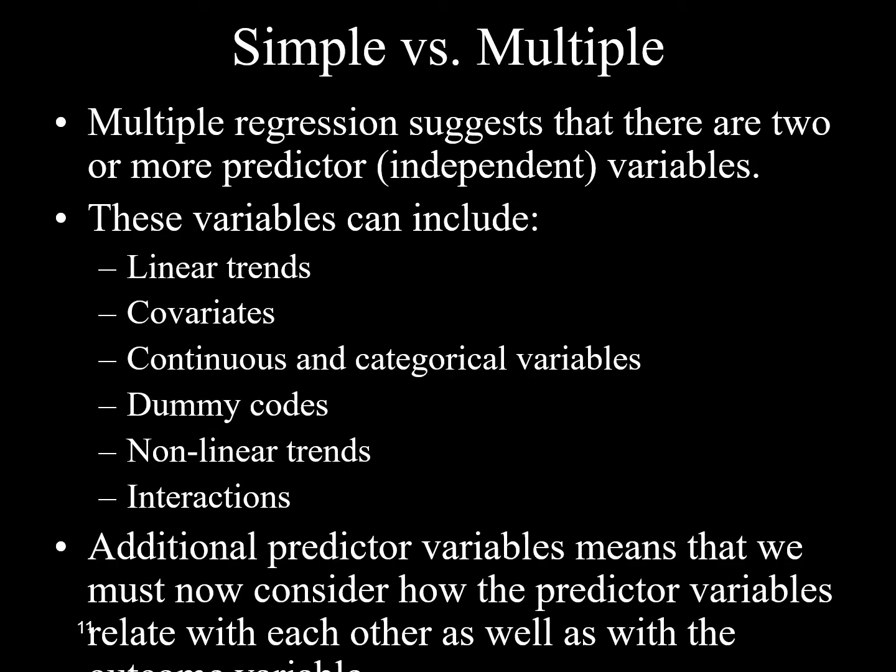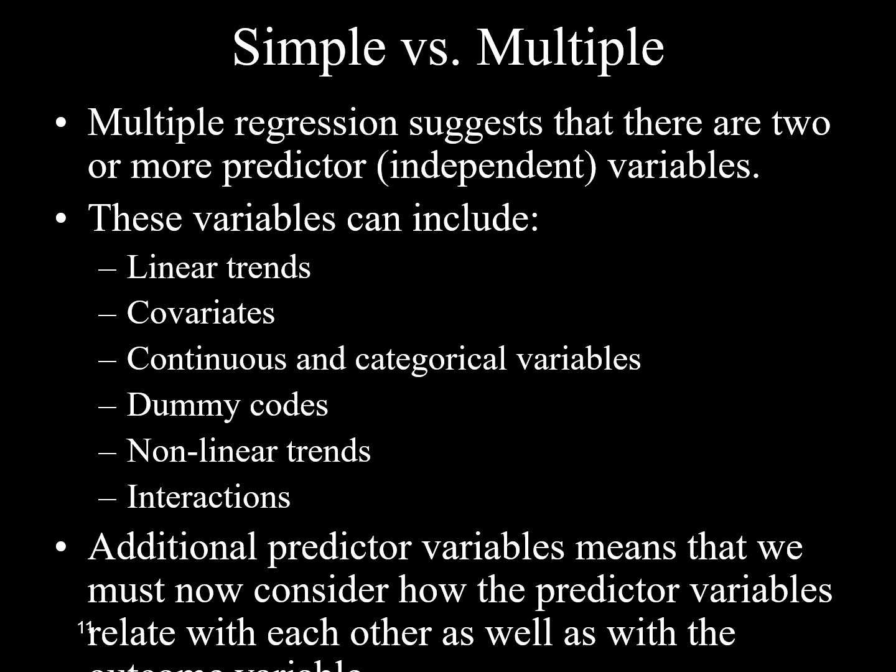And finally, we reviewed briefly simple versus multiple regression, with multiple regression suggesting that there are 2 or more predictors, independent variables, and we talked about all of the various forms that we could look at. And again, I really just want you to be aware of what we can do with multiple regression. We can look at linear trends, we can look at multiple independent variables, we can look at covariates, we can look at both continuous and categorical independent variables. And if they're categorical, we're going to create dummy codes to do so. We can look for nonlinear trends, and we can look for interactions.